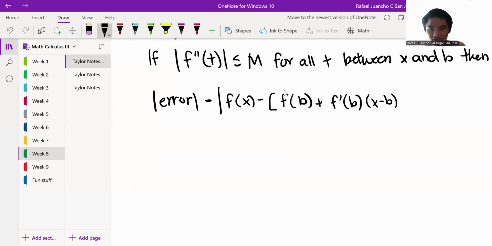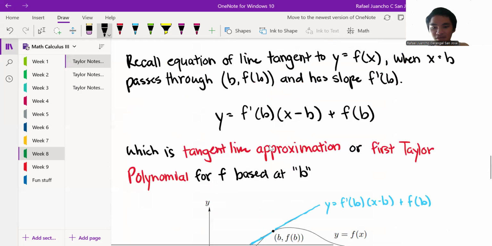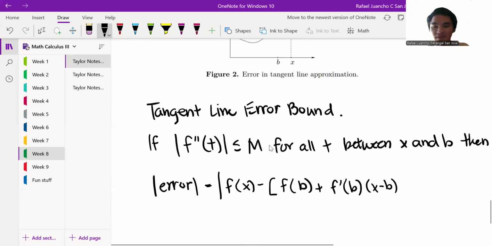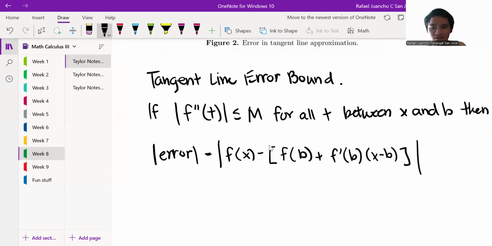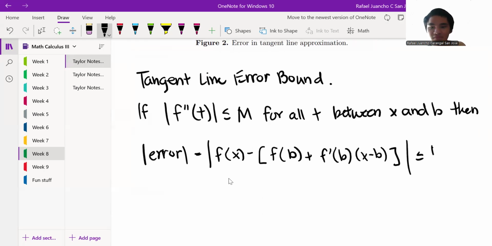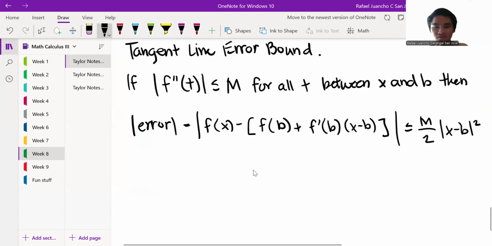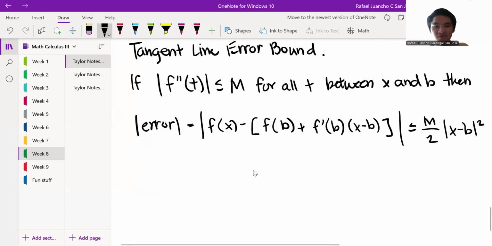Okay, so this is the tangent line approximation, or the first Taylor polynomial. So we take that, and we get the absolute value of that. Should be less than or equal to M over 2, times (x minus b) squared. So that's the formula.